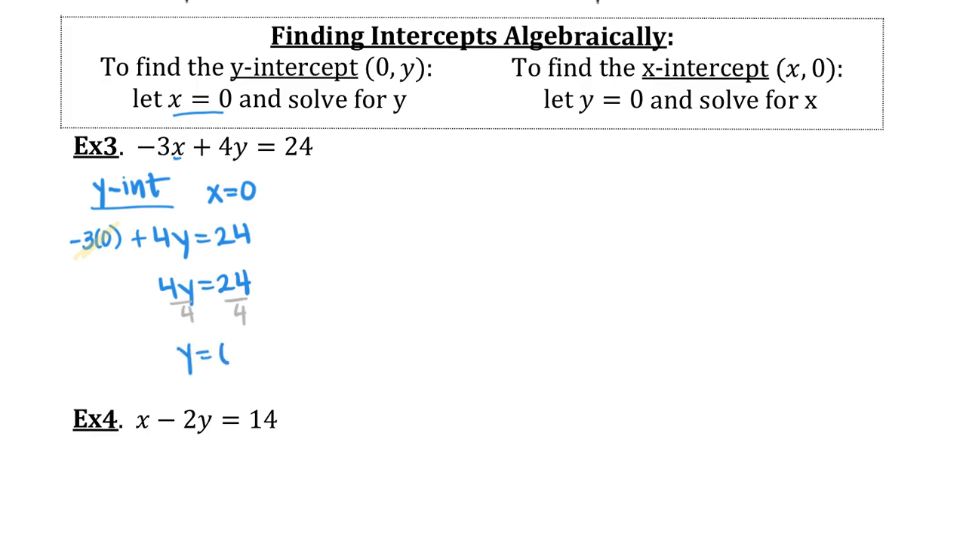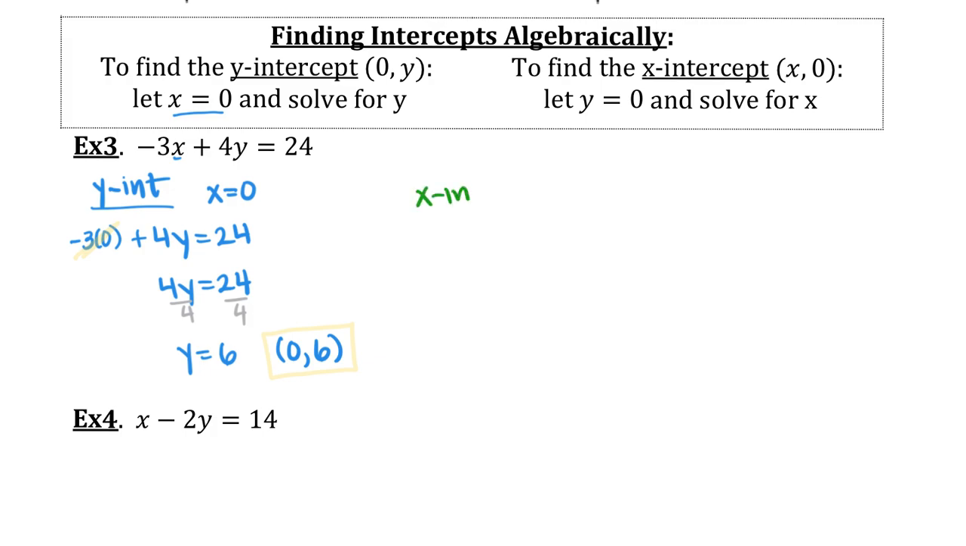Now the y-intercept is not y equals 6. Y equals 6 is actually a line. The y-intercept has to be an ordered pair. So my ordered pair is going to be x is 0, y is 6. Okay, so my y-intercept is 0, 6. Must be an ordered pair. Okay, let's find the x-intercept now because it wants me to find both.